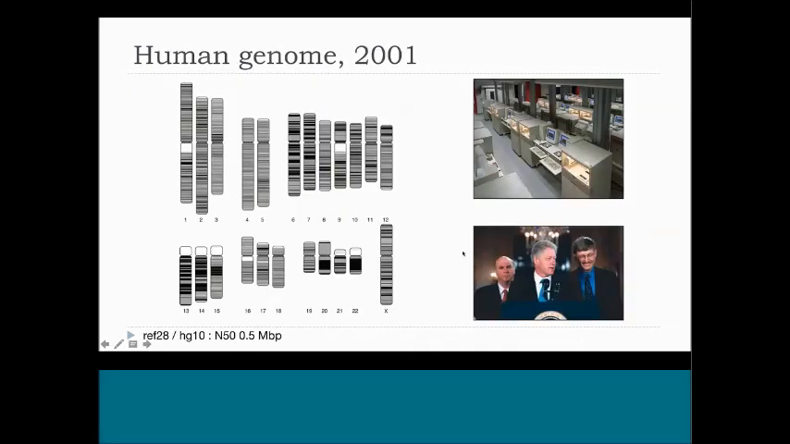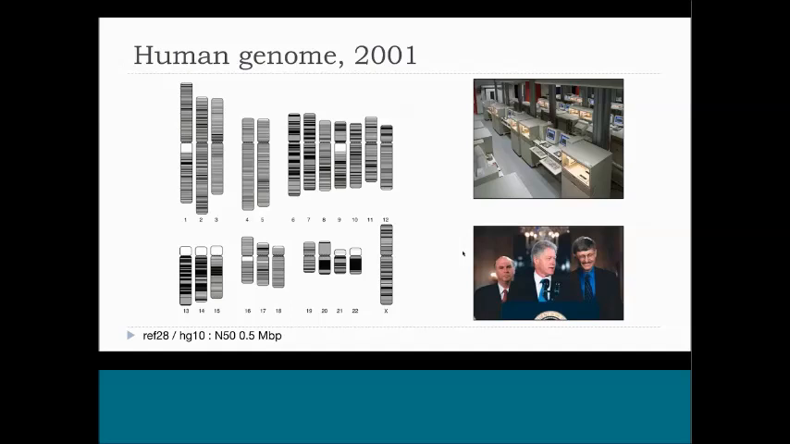I also like to show an illustration of how far we've come since 2001. This illustration shows the state of the human reference genome when it was announced complete in 2001, to great fanfare. The secret is that the contigs at the time were quite fragmented compared to current standards, and the N50 average contig length was only half a megabase pair in the REF28 release.